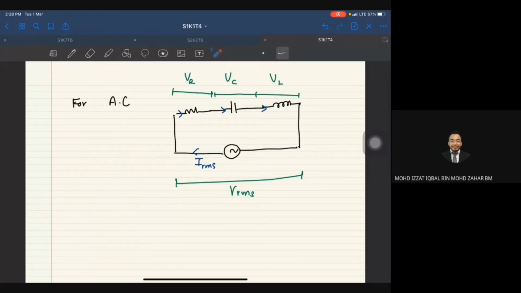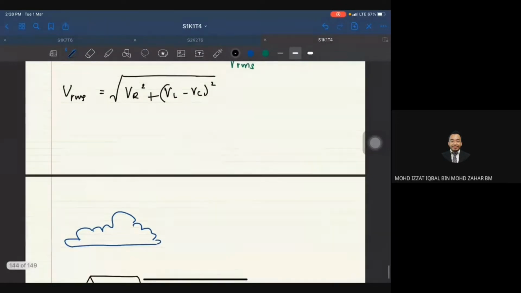Tapi dia ada satu formula. Jadi saya akan tunjuk daripada mana datang formula ni. Tapi konsep dia masih samalah. Basically, voltage dia tu tak sama. Current sama, voltage tak. Okay, jadi saya akan tunjuk mana datang formula ni. Okay, anyway, go straight to the next part.